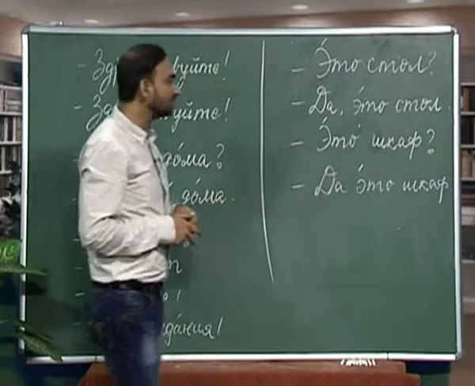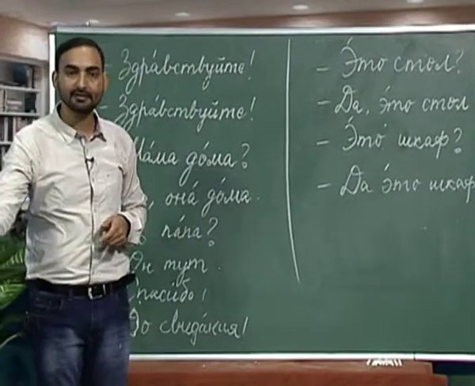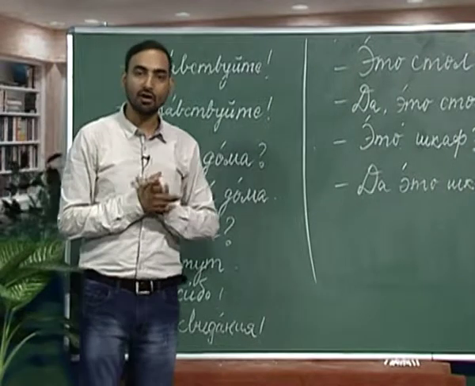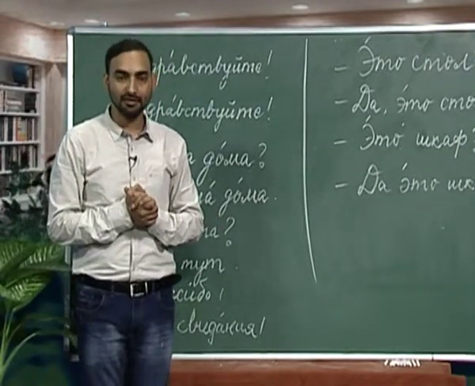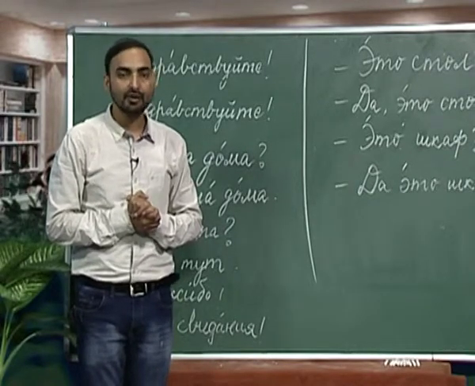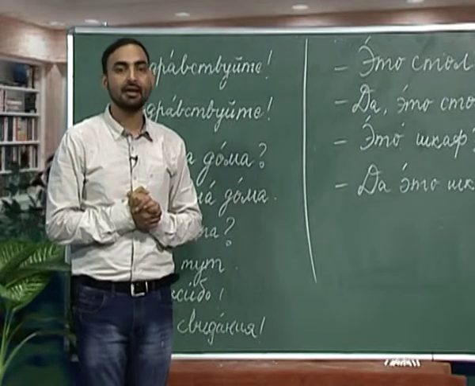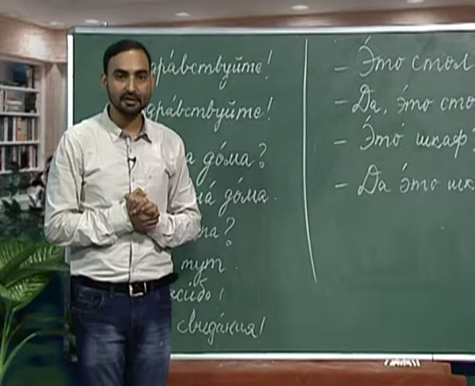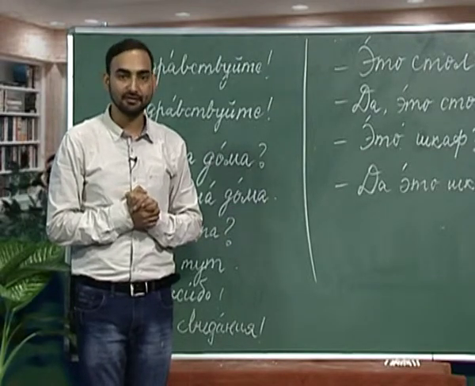So, this is how we read a dialogue in Russian. Let us conclude this lesson. What have we learned in this lesson? We have learned some consonants and vowels with some words. We also learned some pronunciation rules and intonation of a sentence, and we practiced those rules with some examples.